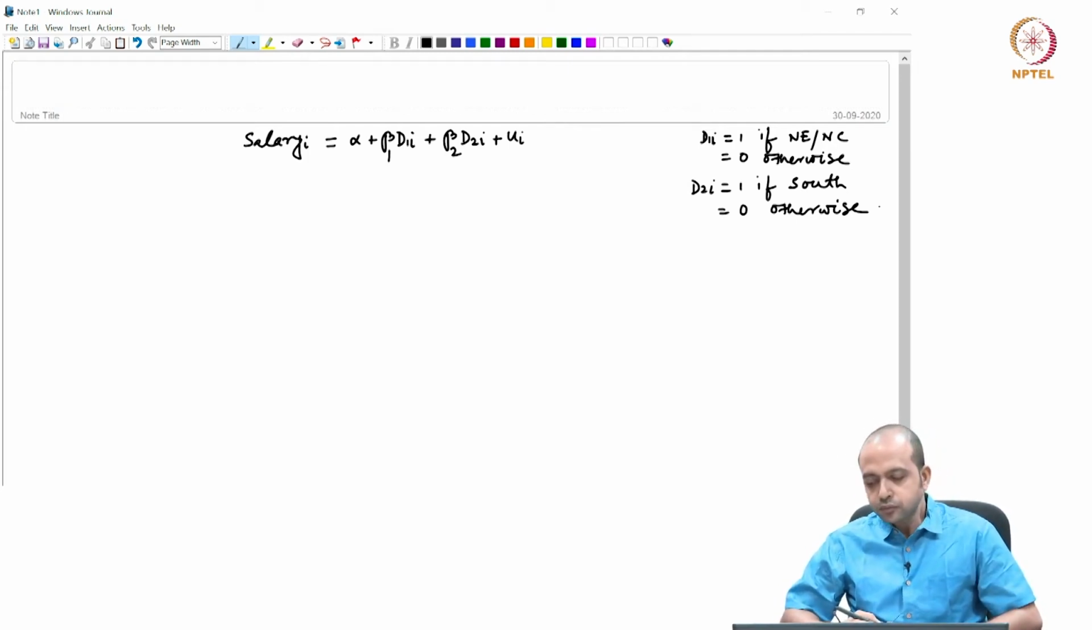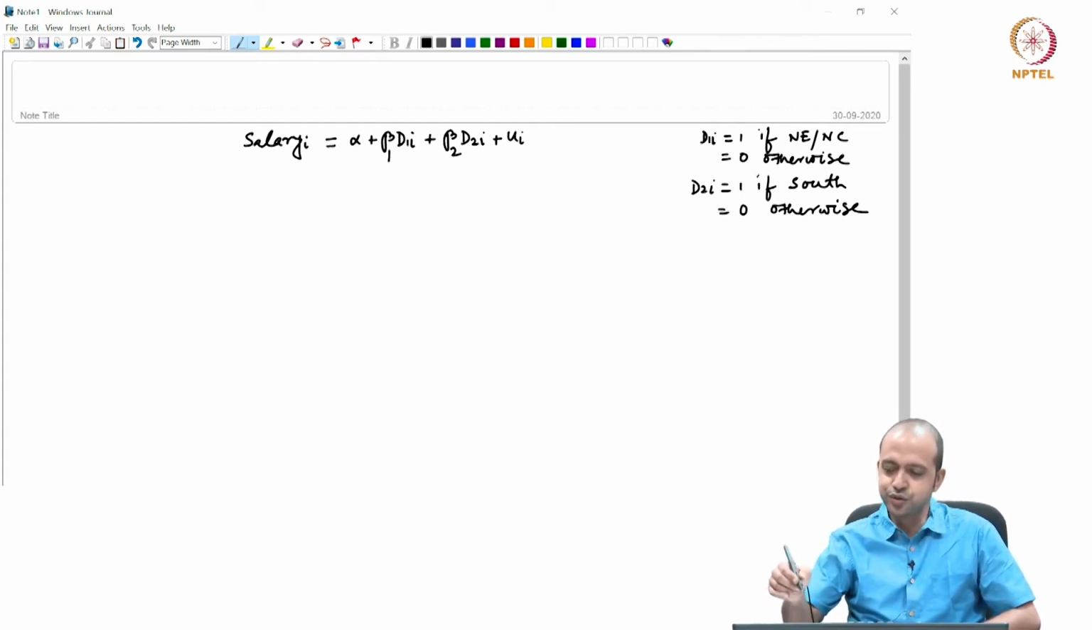So, you can easily understand what our base category is here, for which we have not introduced any dummy. When D1i and D2i both take the value 0, that indicates the base region, which is the western region in this particular example. D1i equals 0 means it is not northeast or north central. D2i equals 0 means it is not south. So, if the region is neither northeast, north central, nor south, obviously that would be our western region. That is why there is no need to introduce one more dummy for the western region. The 2 dummies are enough to indicate the situation.